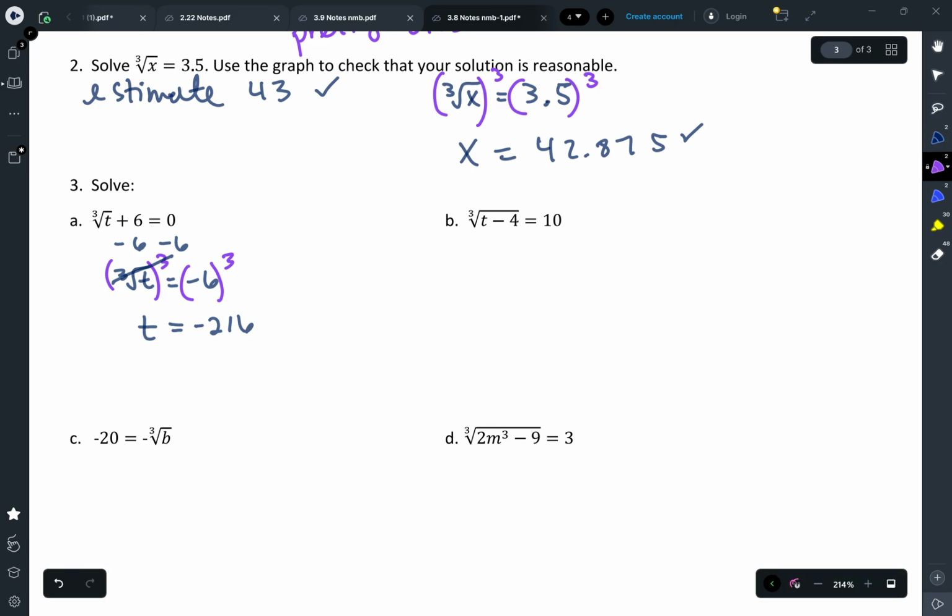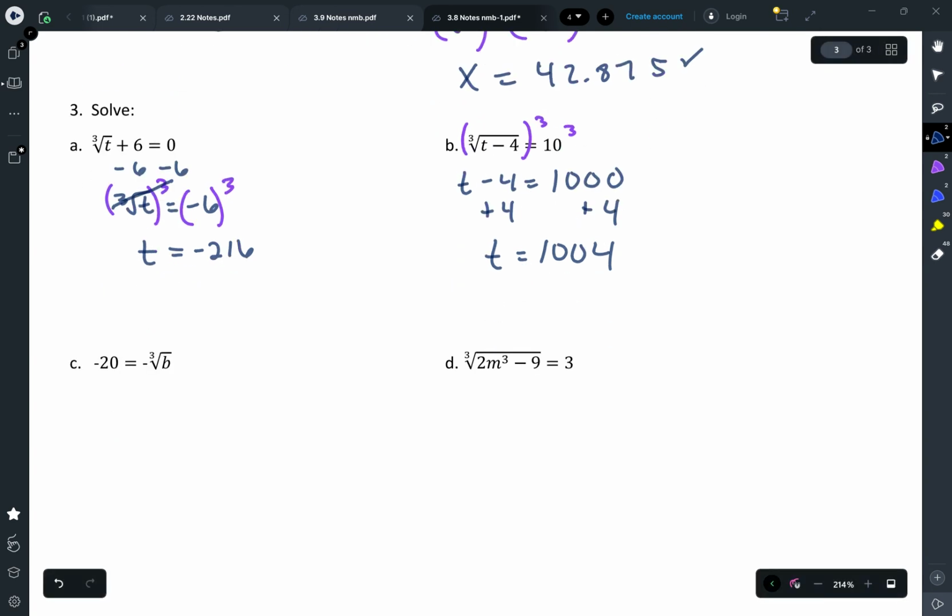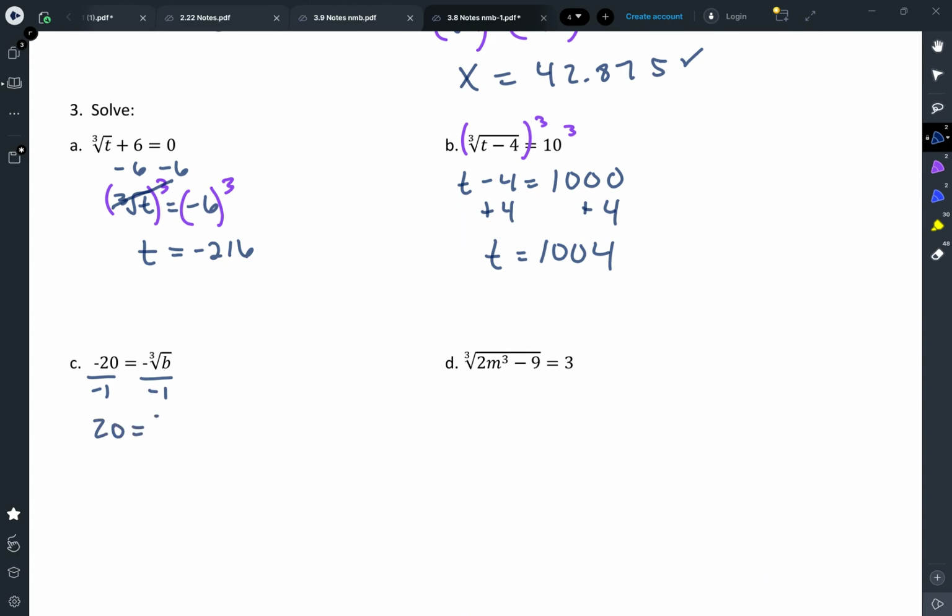Next one, I also want to raise both sides to the third power. So that's going to be t minus 4. And on the other side, 10 times 10 times 10 is going to be 1,000. Add 4 on both sides, and we have t equals 1,004. All right, for C, I'm noticing both sides are negative. So the first thing I'm going to do is divide both sides by negative 1. So now I have positive 20, and I have the positive cube root of b. To get rid of a cube root, we're going to raise both sides to the third power. So 20 times 20 times 20 is going to be 8,000 equals b.